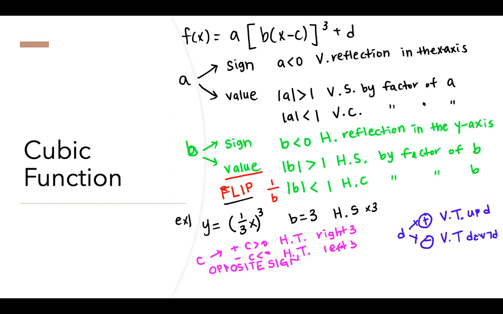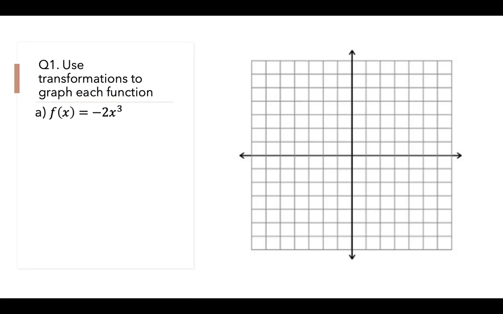Sorry for the writing. So it's down d. We did this in the previous chapters for functions, so this should be a review. Let's try some questions here. Use the transformations to graph each function. Ideally, I would like everyone to understand how the transformation is done from the original function.